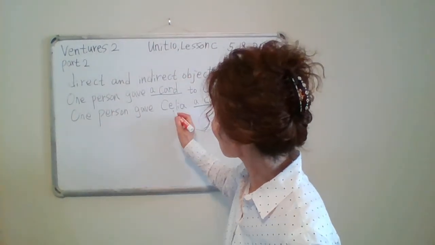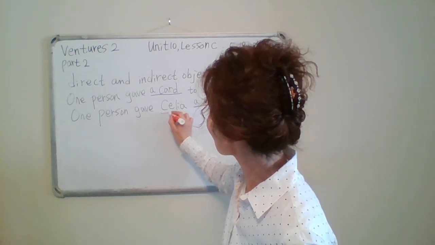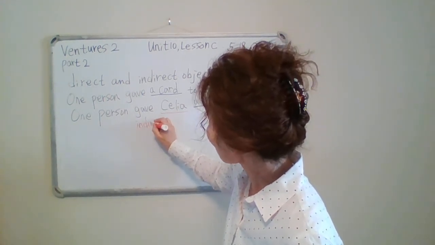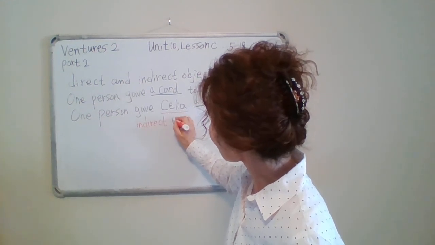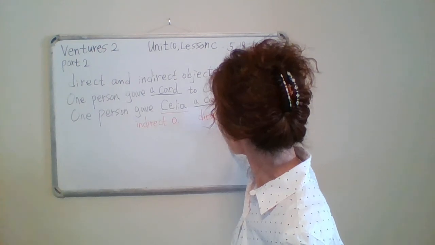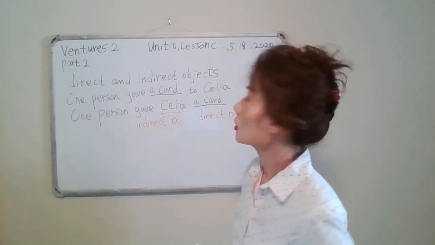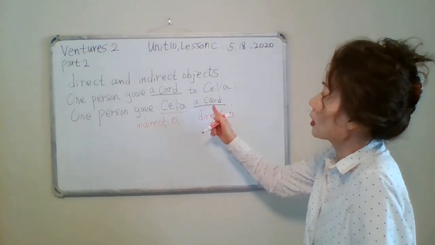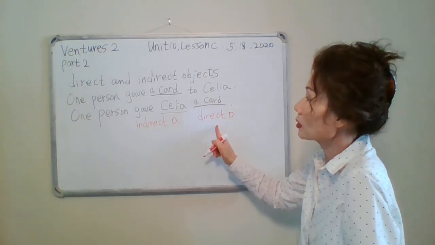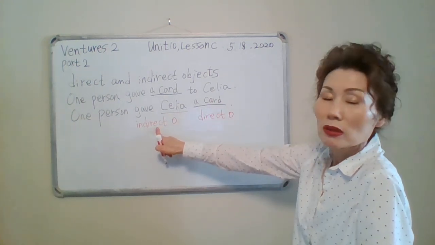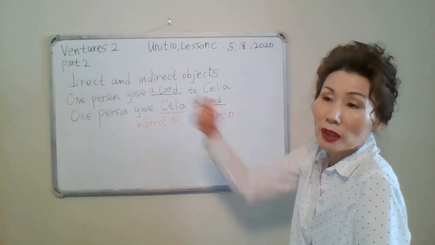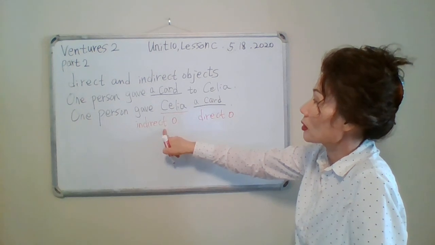Okay, so Celia is the indirect object. A car is the direct object. A car, a gift, these are direct objects. A person who received something, that's the indirect object.